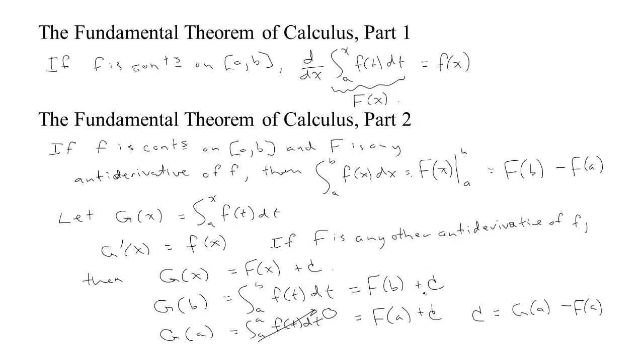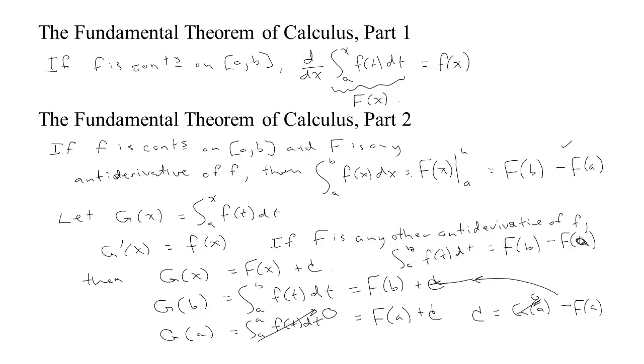So if we put that together here, since g of a is 0, that constant is actually minus F of a. So plugging that in, the integral from a to b of f of t dt is going to be F of b plus c, but we just figured out that constant was minus F of a. And so that's what we said the fundamental theorem part 2 said, right?